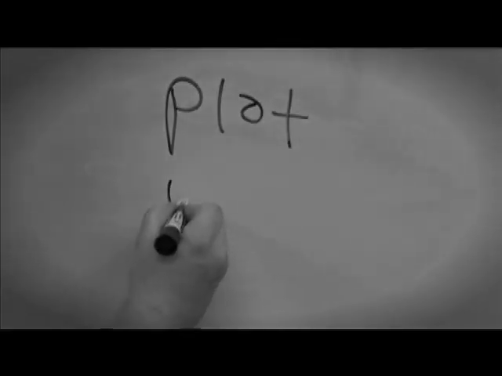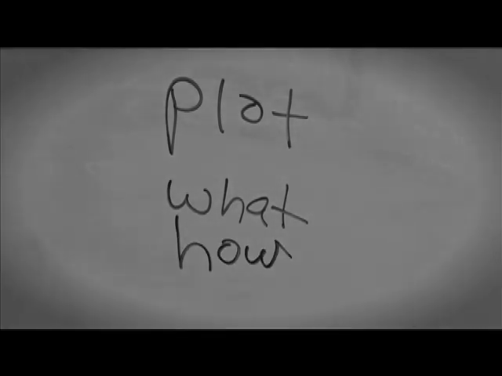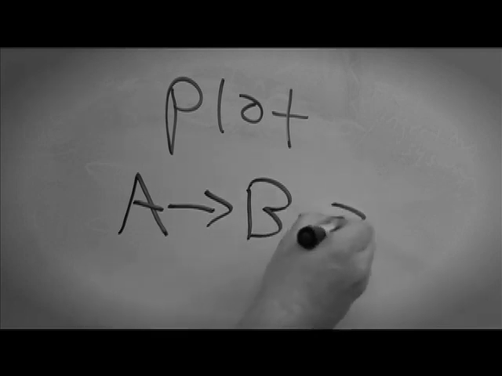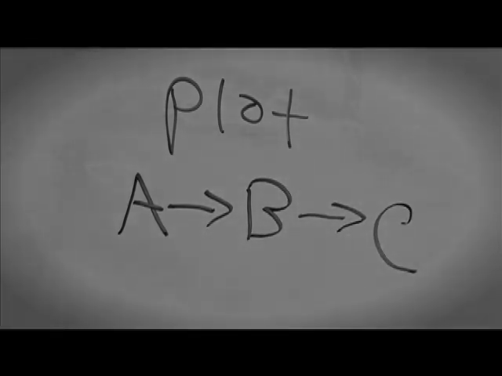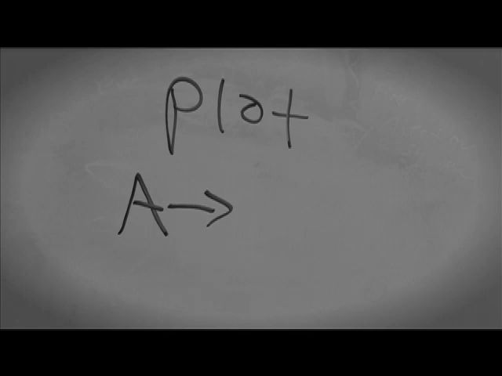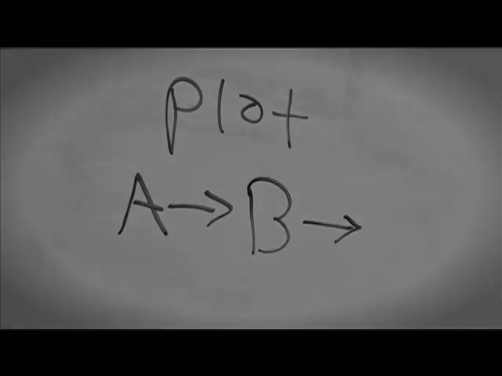Plot is not only what happens from beginning to climax to end, but also how it happens. How does event A lead to event B, which in turn leads to event C, and so on? Plot is about the causal relationships between events. In other words, to summarize the plot of a short story is not just to tell what happened, but also how it happened. What chain of events brings the story to its inevitable conclusion?